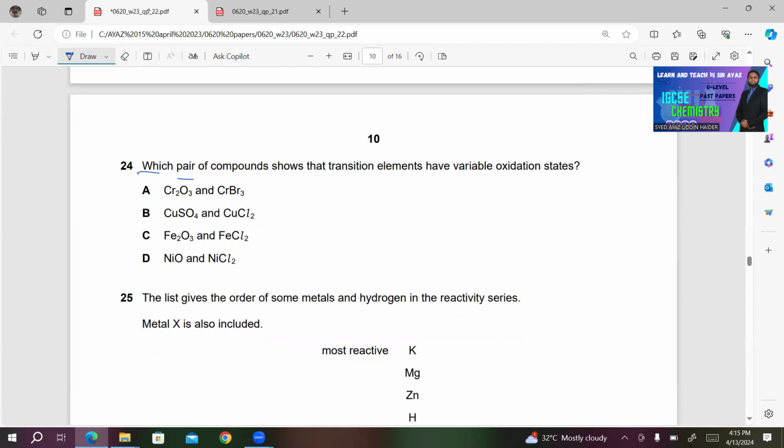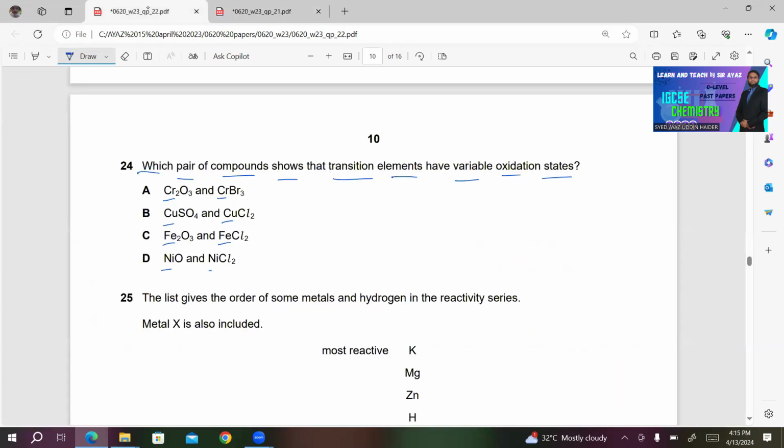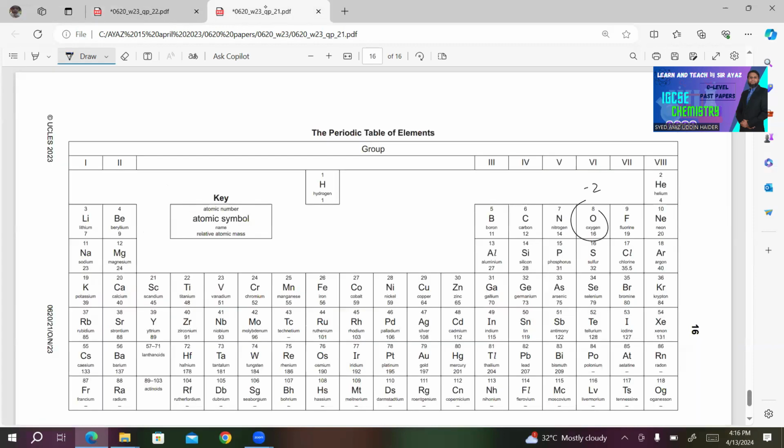24. Which pair of compounds shows that transition elements have variable oxidation states? Now, for this, you need to find out the oxidation states of transition metals. These are the transition metals. Here we have chromium, here we have copper, iron, and nickel. So in Cr2O3, what about the oxidation state of oxygen? Oxygen is more electronegative. It's in group 6. It must be having -2. Second is bromine. Bromine is group 7. Must be having -1.